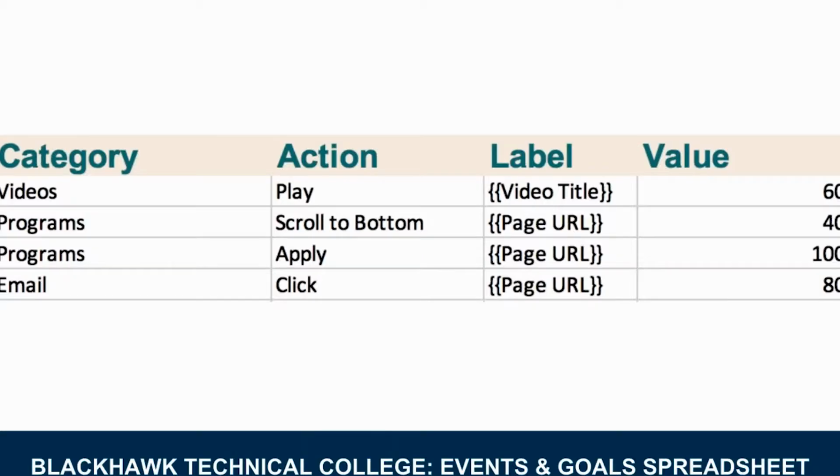So we have an example here for Blackhawk Technical College. So again, we've got our categories in one column, we've got our actions in another, our labels, and then our values, which Allison will talk about in a moment too. So that's just a reminder to not only plan ahead, but also give yourself some sort of way to track what you've set up so far.